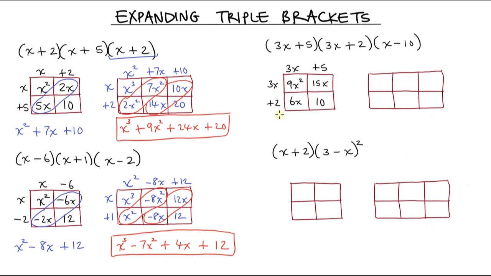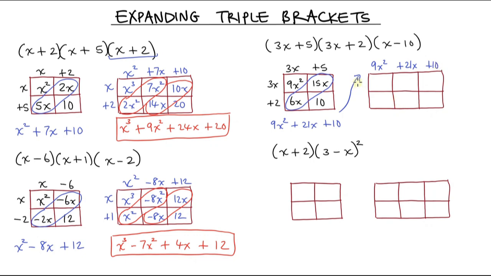So let's write this down. We're going to have 9x squared. And then these two terms will simplify to plus 21x. And then plus 10. So again, let's transfer it up here. 9x squared plus 21x plus 10.